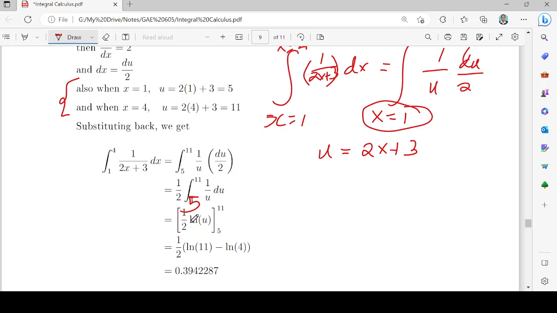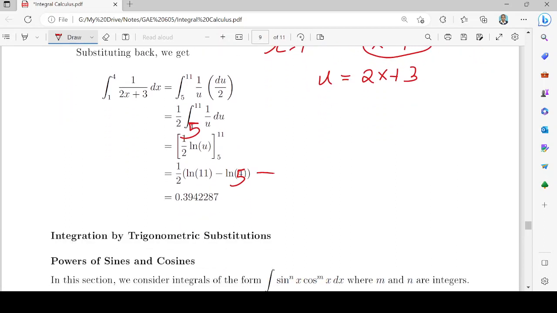The integral of 1 over u is a logarithm of u. Then u increases from 5 to 11. And this will be the logarithm of 11 minus the logarithm of 5, which we can get the value here. The logarithm of 11 minus logarithm of 5. Then we multiply the result by 1 over 2. So basically, this is how we apply the algebraic substitution.